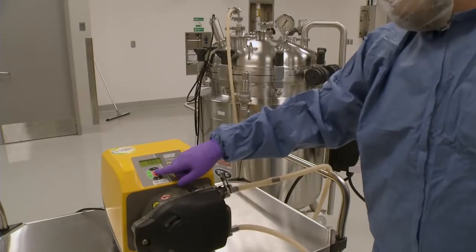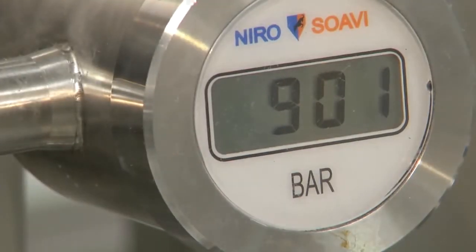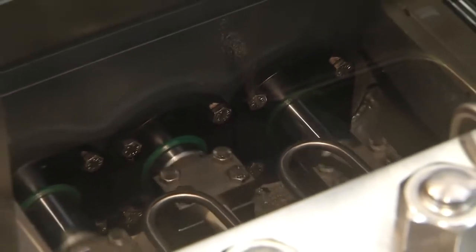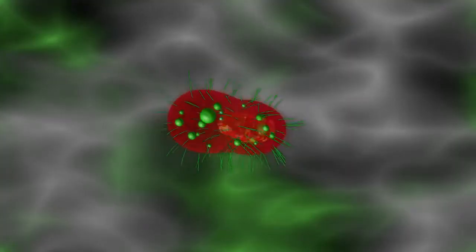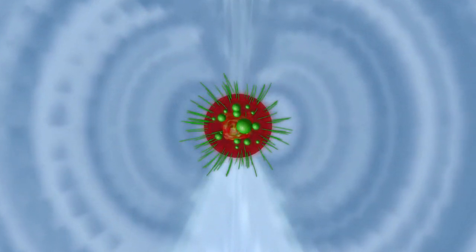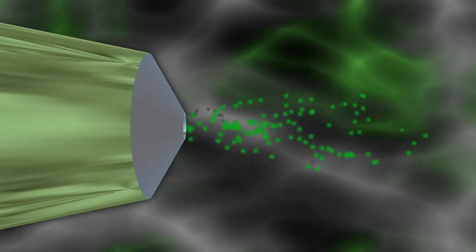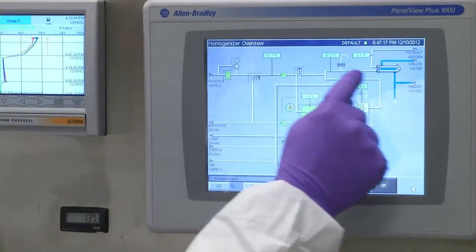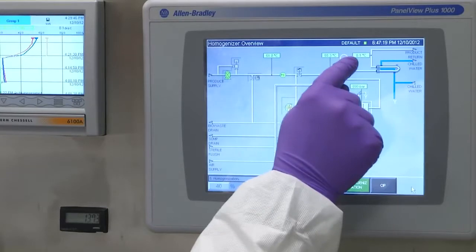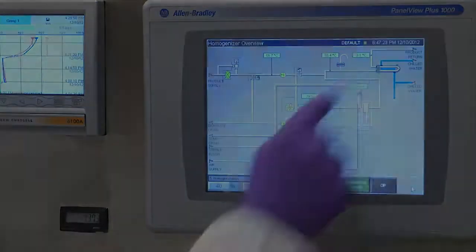The cells are resuspended in a buffered solution, and then pumped at high pressure, 900 bar, which is about 13,000 pounds per square inch, through the homogenizer. Inside the homogenizer, they are forced through a tiny orifice. Just like a balloon being tightly squeezed, the cells can't take the stress, and they rupture and break apart. And to ensure that all the E. coli cells are ruptured, the solution is cycled through the homogenizer a second time.